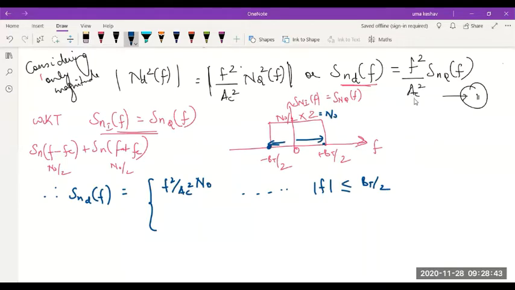F square by AC square I have here. The value of SNQ of f. SNQ of f will be N naught within this range, and it is 0 elsewhere. So this is how we represent the power spectral density of the detected noise.